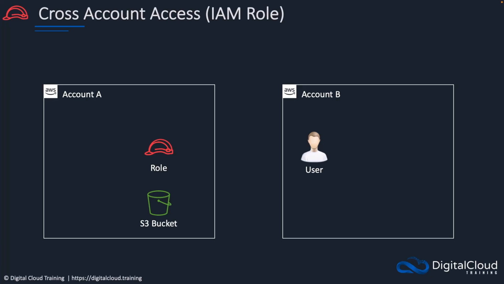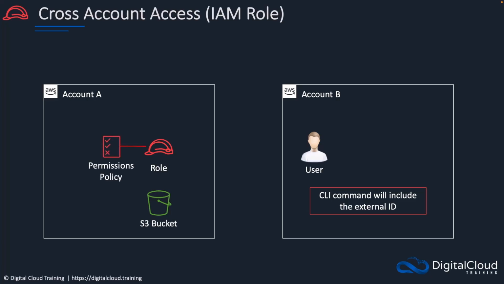Now, the S3 bucket in account A does not have any public sharing. So there's no way that the user in account B can access it without assuming the role. Now, a CLI command is going to be issued that's going to include something called an external ID. I'll show you more about that in a moment.